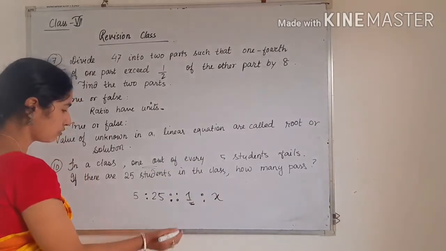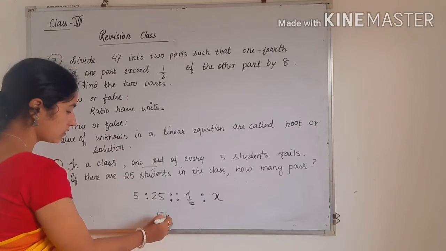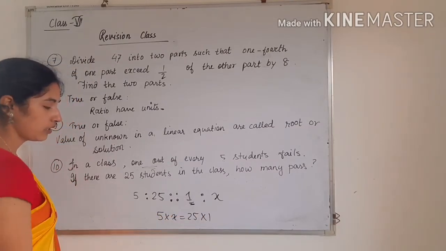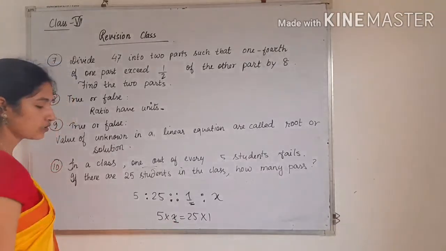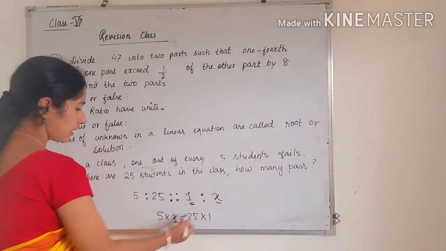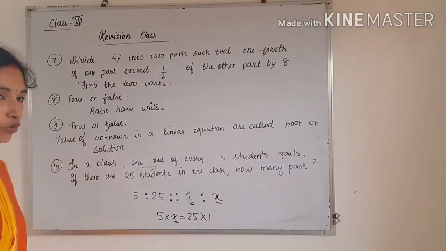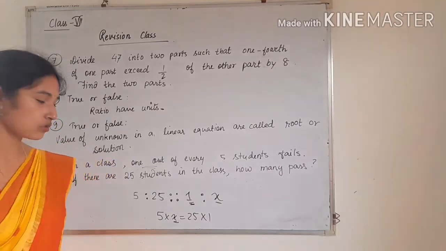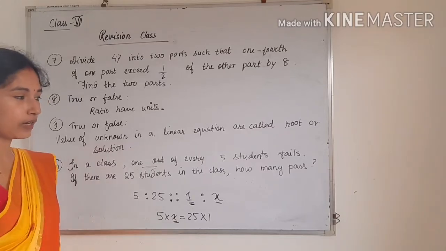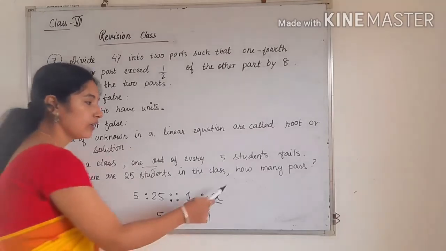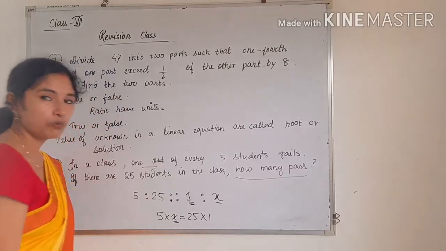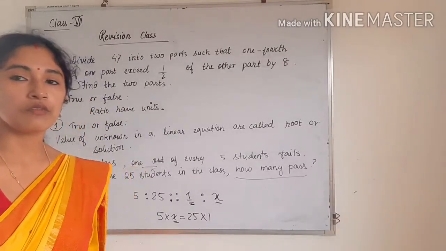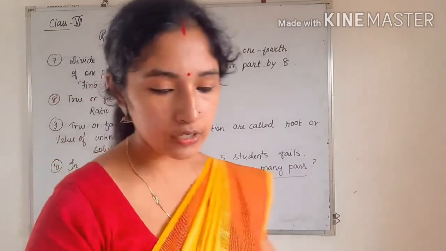So this is x. The answer will be like this: 5 into x is equal to 25 into 1. So the value of x is 5. What is x here? It is the number of students who fail, out of 25 students. Out of 25 students, 5 students will fail. If 5 students fail, then what is the number of students who pass the examination? You can easily find it by using subtraction. Very simple question. Just analyze it.